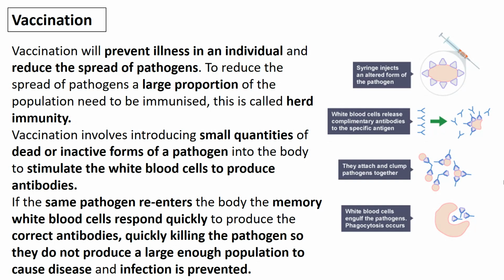Vaccination involves introducing small quantities of dead or inactive forms of pathogen into the body, and those pathogens will carry those antigens. This stimulates the white blood cells to produce antibodies to the antigens. This means when you've gone through your vaccine, you're going to make memory cells. So if the same pathogen re-enters the body, your memory white blood cells can respond very quickly. They can make the correct antibodies, quickly killing the pathogen, so not enough people in the population will have that pathogen and it can't spread. Infection is therefore prevented.